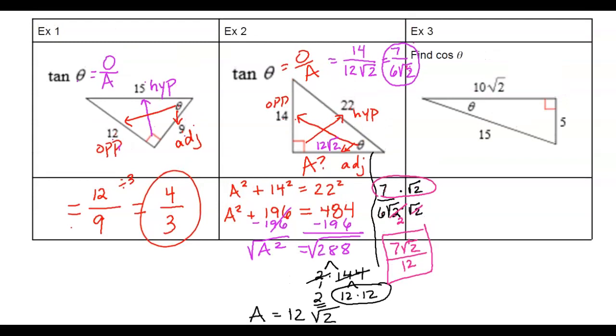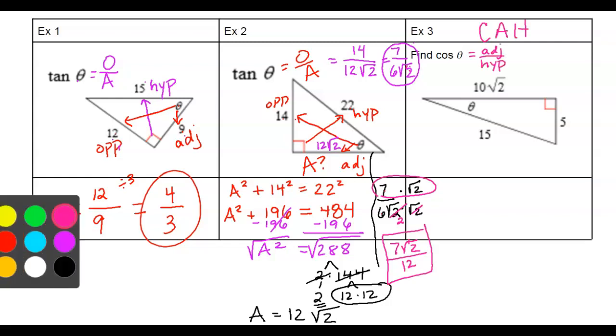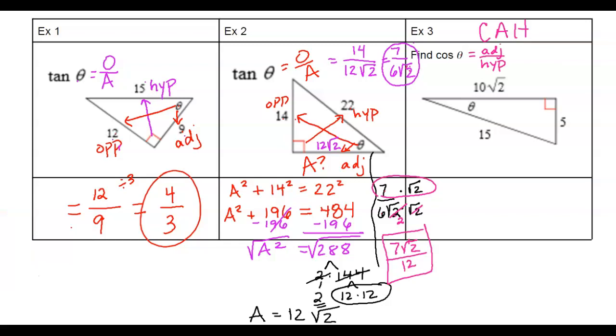All right, let's try example number 3. Example number 3 says find cosine. Remember, it's SOH CAH TOA, so we get adjacent over hypotenuse. And we need to find theta. So here's theta. I'm going to always find my hypotenuse first. So here's my hypotenuse. And adjacent means right next to. So that's adjacent. And that one was opposite.